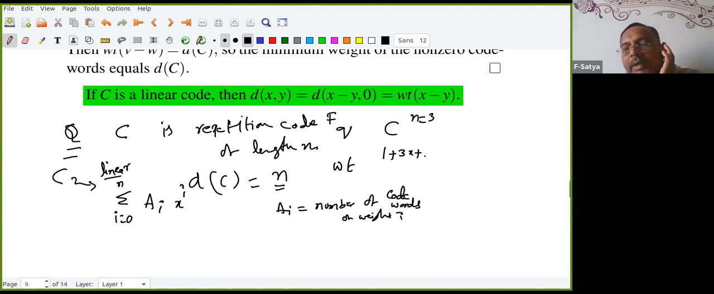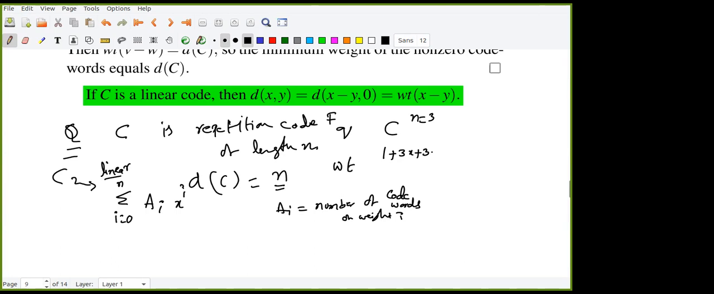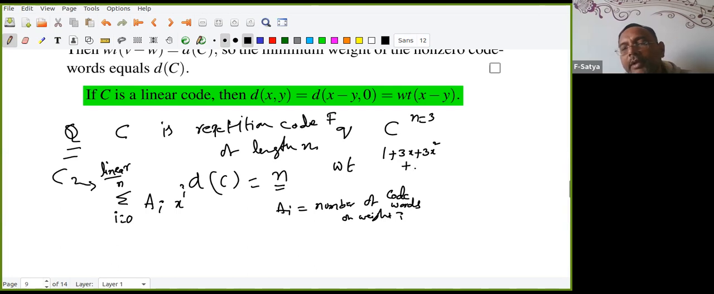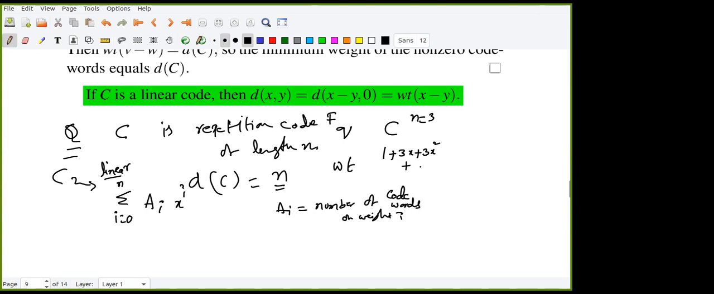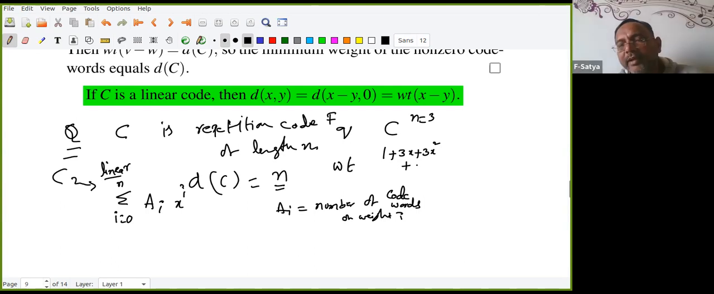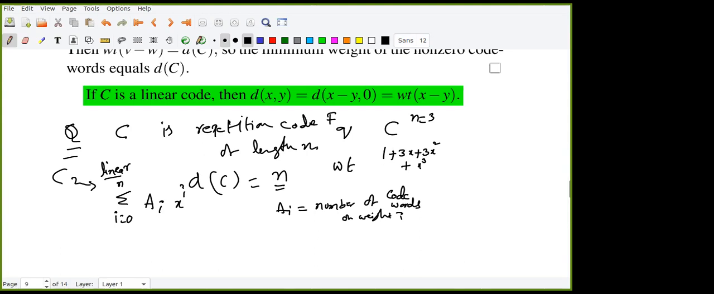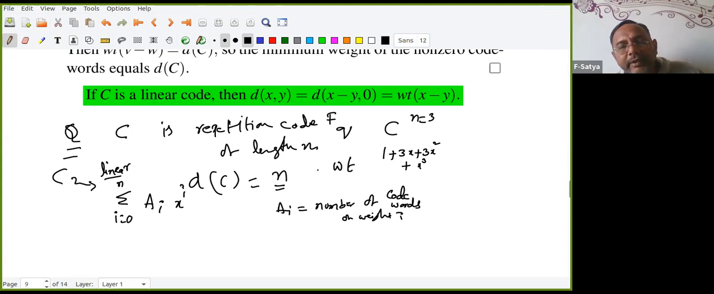So how many vectors are there of weight 2? 3 again, right? 3x squared. How many are there of weight 3? 1. You see something related to Pascal's triangle? (1 + x) whole cube. See the beauty, it comes in combinatorics. Many areas will come. If I substitute 1 here, what will I get in this polynomial? The number of code words. That is even true for any C, right? You understand the beauty? This one polynomial will give a lot of information.